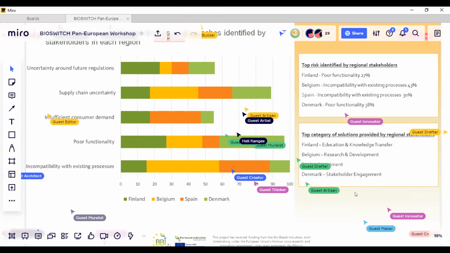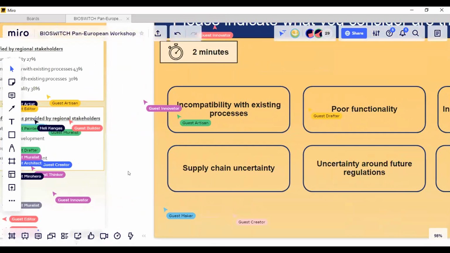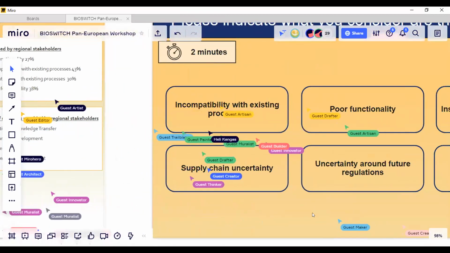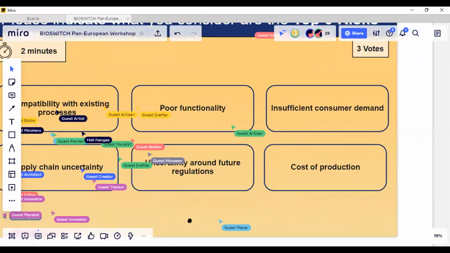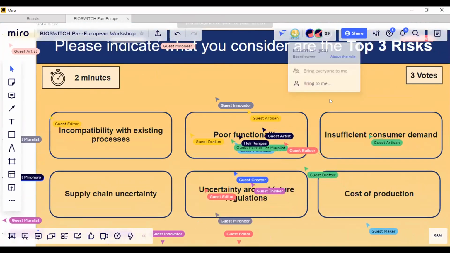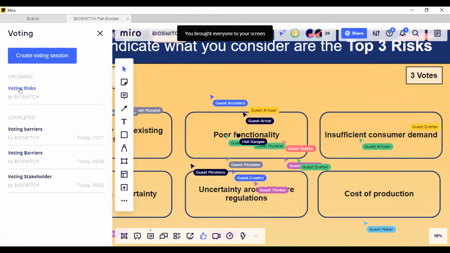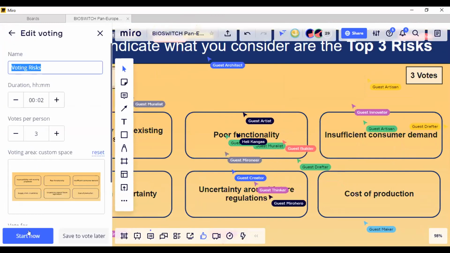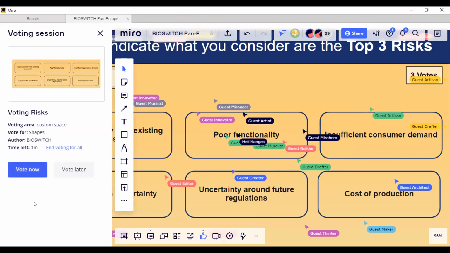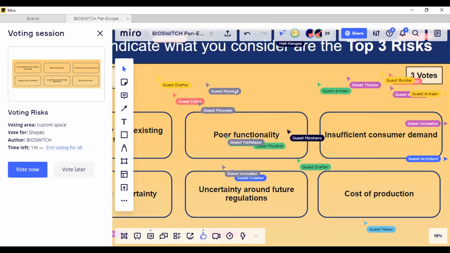So to analyze these perceived risks, we will now jointly prioritize an updated set of risks, again, to gather a multi-actor view. Hopefully this voting will work, but please let me know if this voting system isn't working. I'll start the vote now for voting risks. So please press vote now. That should come up on your right-hand side. Has it come up for everyone?